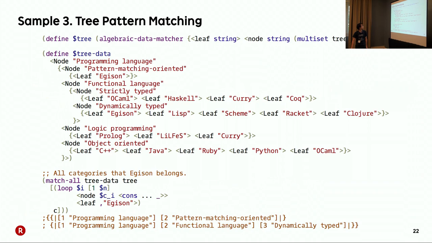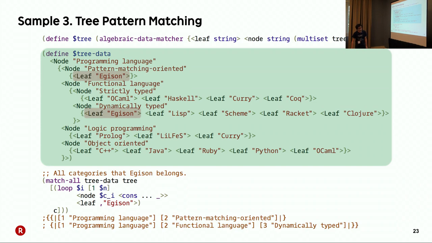This program demonstrates pattern matching of trees. This part of the program defines a category tree of programming languages. For example, Egison belongs to the pattern-match-oriented and dynamically typed subcategory of functional languages.